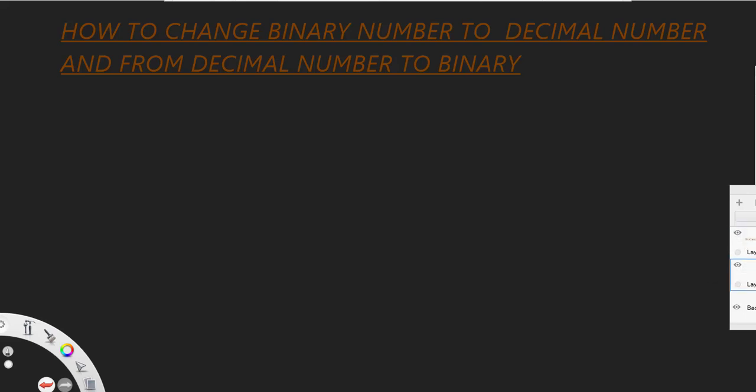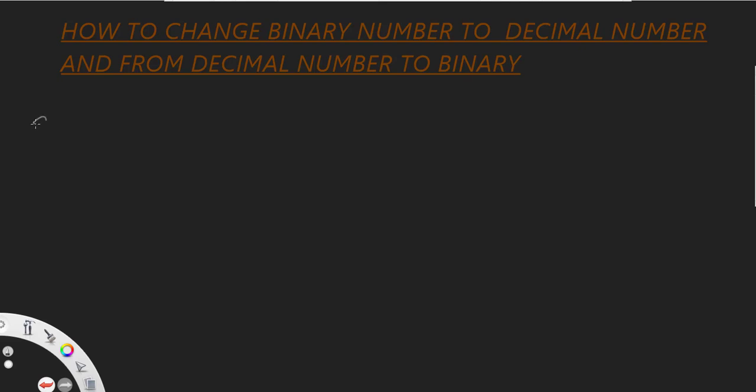How to change binary numbers to decimal numbers. Okay, how to change a binary number to a decimal number, and from a decimal number to a binary number. So what is a decimal number or a binary number?